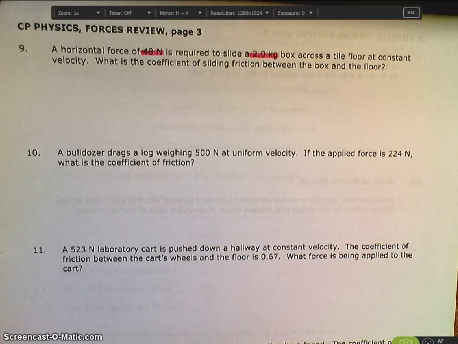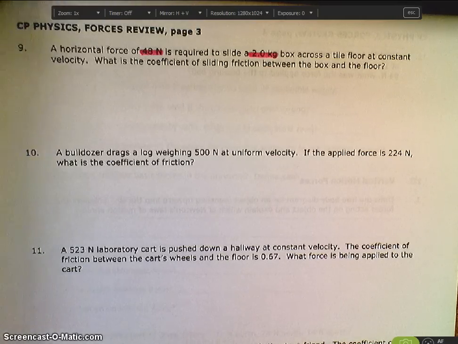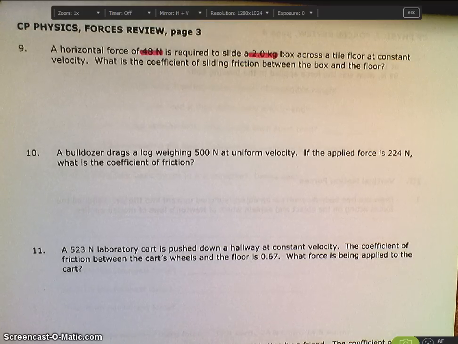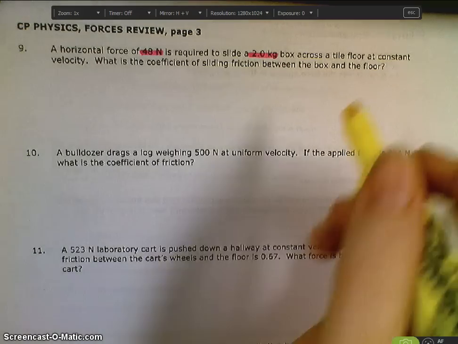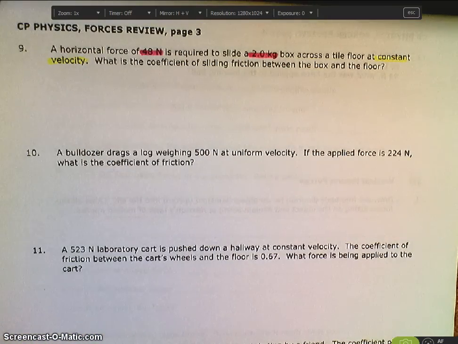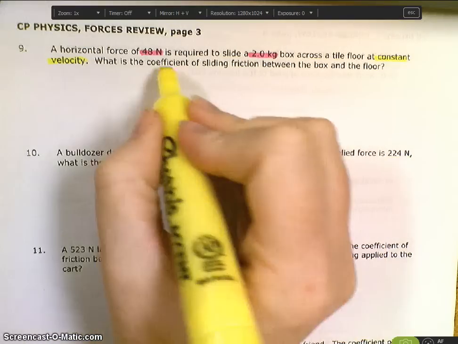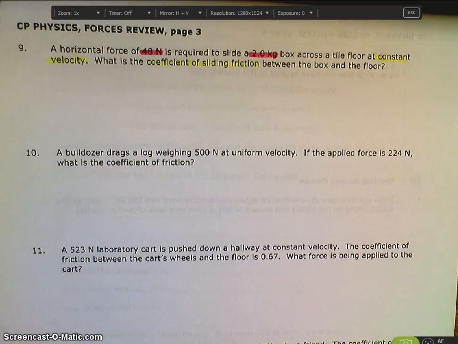The next thing that I'm going to do is read through the problem and identify those key words that let me know which equations to use. So I read, a horizontal force of 48 newtons is required to slide a 2 kilogram box across a floor at a constant velocity. That's one of my key words. What is the coefficient of sliding friction between the box and the floor?